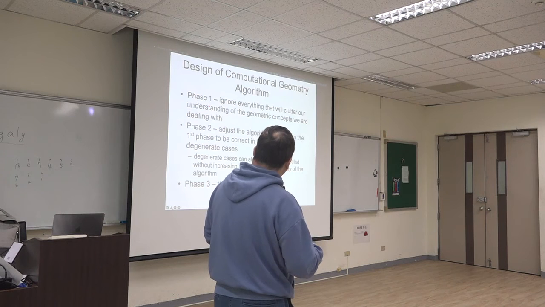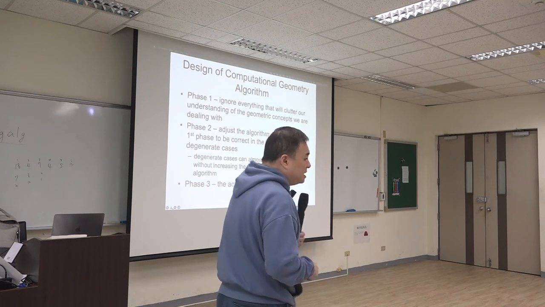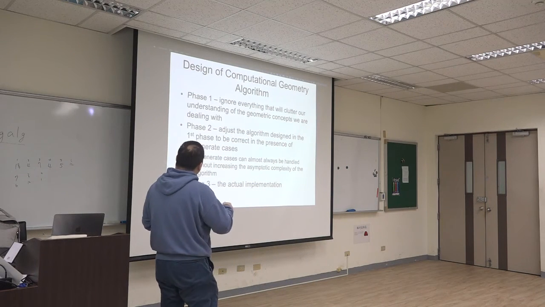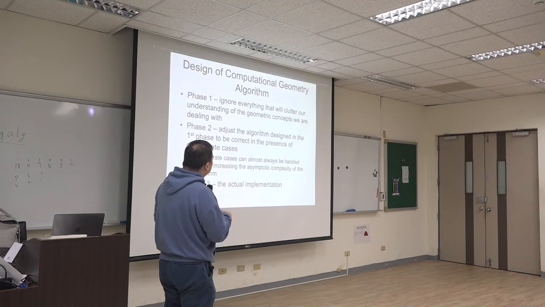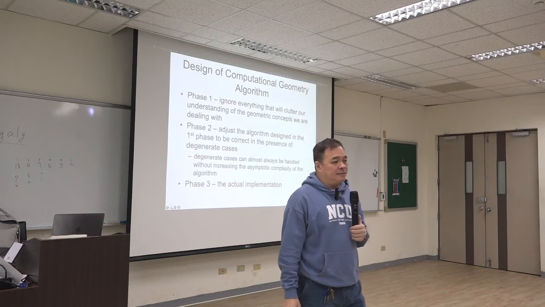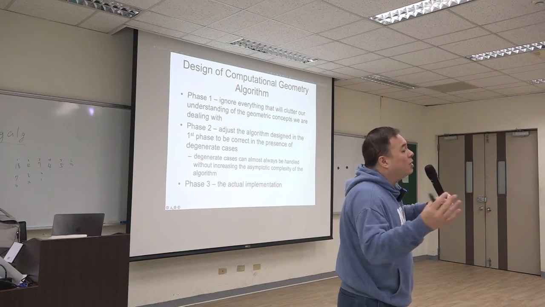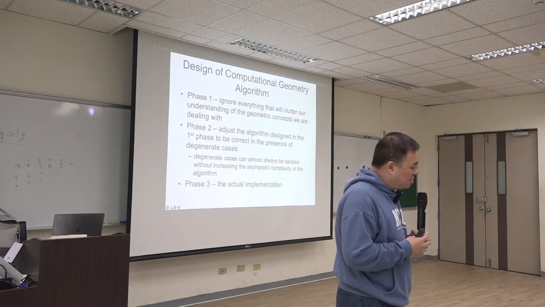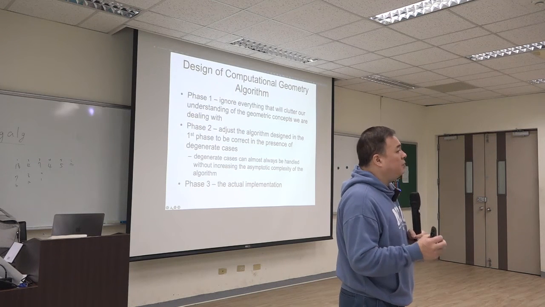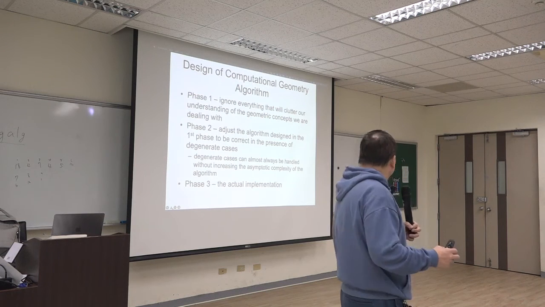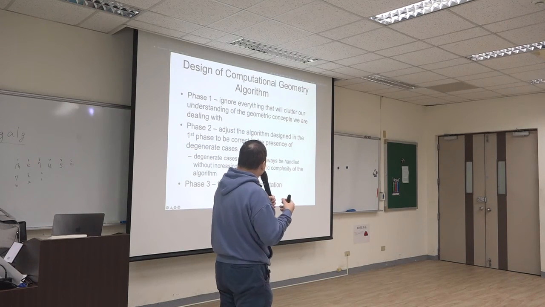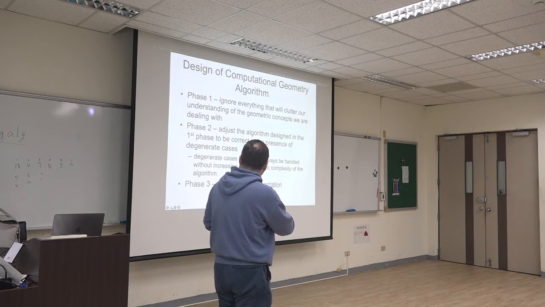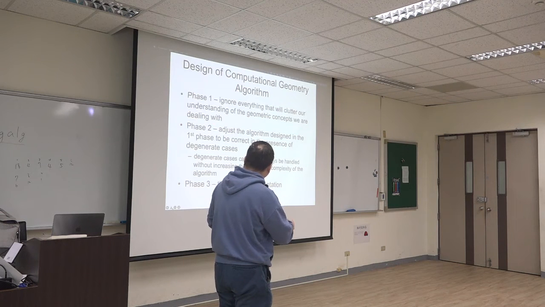When we design an algorithm for a computational geometry problem, we normally consider three phases. In phase one, we normally ignore everything that will clutter our understanding of the geometric concepts, including degenerate cases. We consider the general cases first, and from those general cases we observe certain properties and make use of them. After you have the primary concept, you design your algorithm based on it. And after that, you need to adjust your algorithm in the presence of degenerate cases.